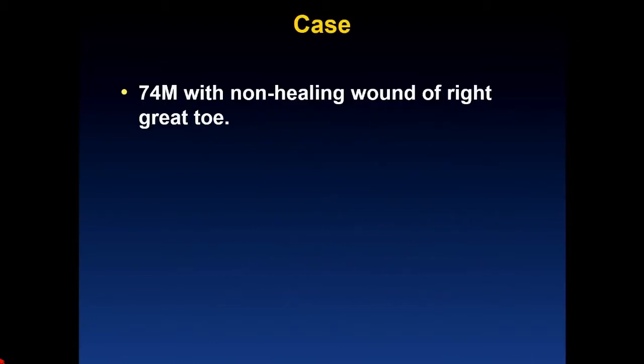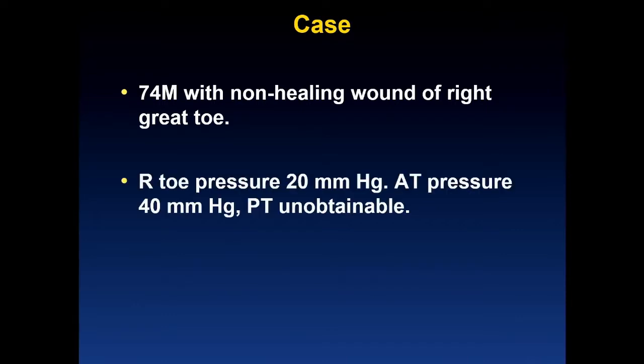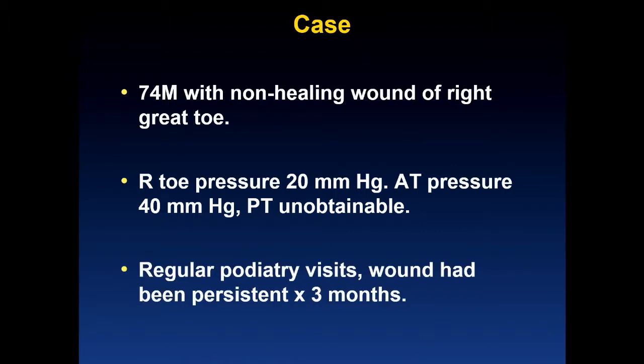So this case is a fairly straightforward presentation of a patient with critical limb ischemia. He's a 74-year-old man with a non-healing wound of his right great toe. Consistent with that, his toe pressure was 20 millimeters of mercury, and his tibial pressures were also quite low, with an AT pressure of 40 and an unobtainable posterior tibial pulse.